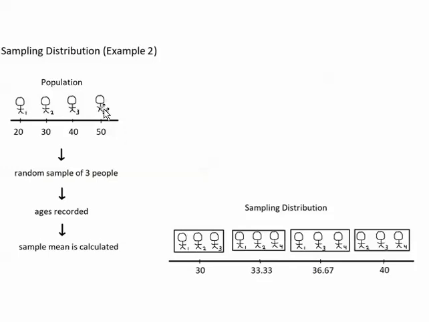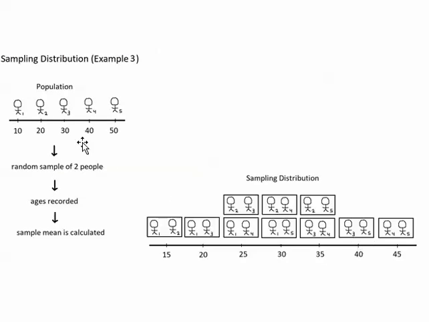In this situation, we're looking at the same population of 4 people. Now we're imagining that a person is taking a random sample of 3 people from the population, recording the ages of the 3 people, and calculating the mean age of the 3 people. In this situation, the sample will be one of these 4 possible samples. The 4 sample means shown in this diagram are the sampling distribution for this situation. In this situation, the sampling distribution is 30, 33.33, 36.67, and 40. It's those 4 sample means.